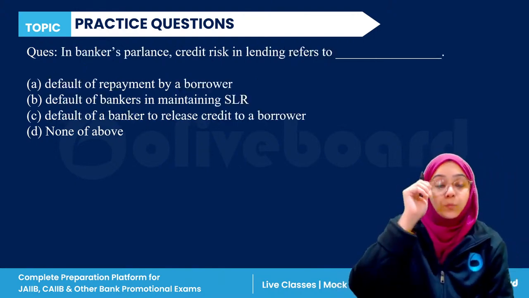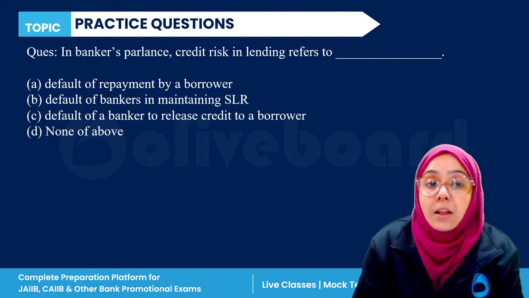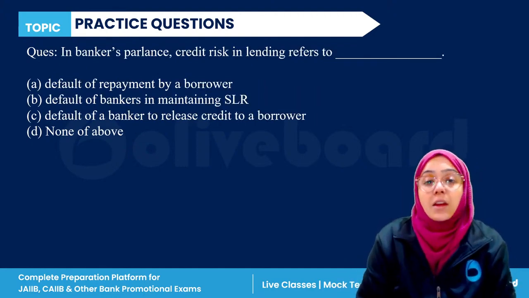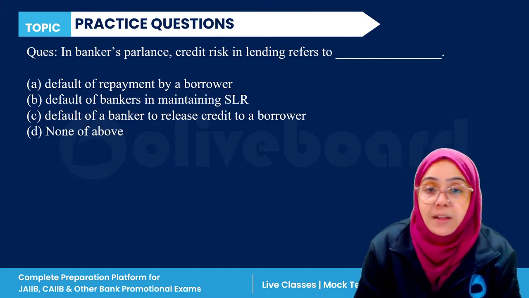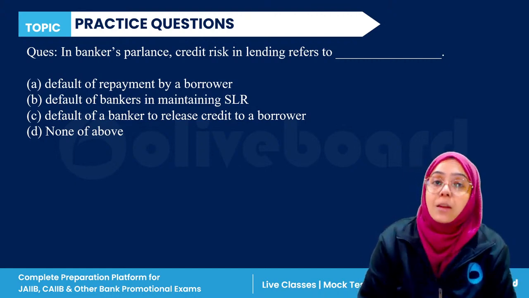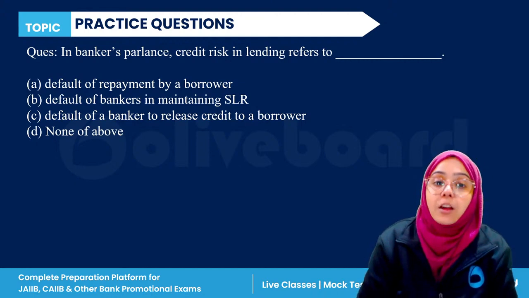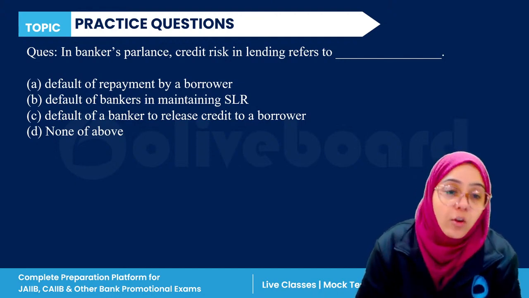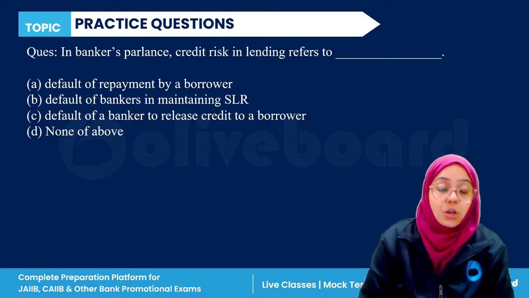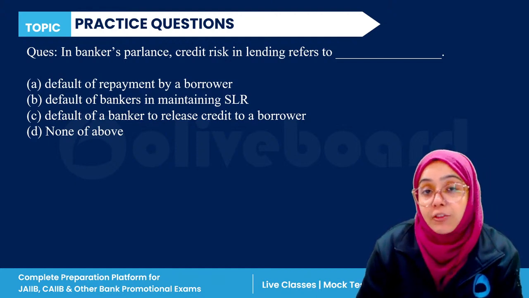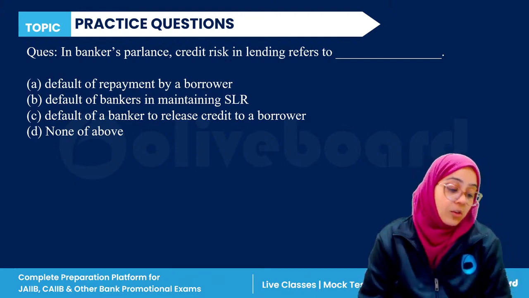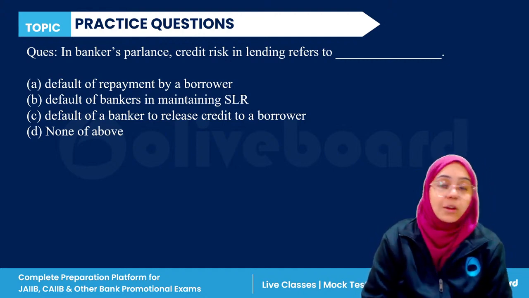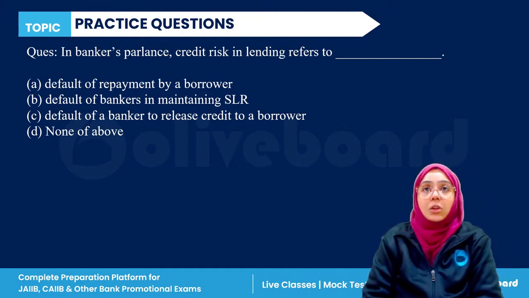Okay, next question. In bankers' parlance, credit risk in lending refers to what? Default of repayment by the borrower, default of banker in maintaining SLR, default of banker to release credit to a borrower, or none of the above. Very easy question. According to the banker's perspective, credit risk in lending actually refers to what? Answer the question, everyone.